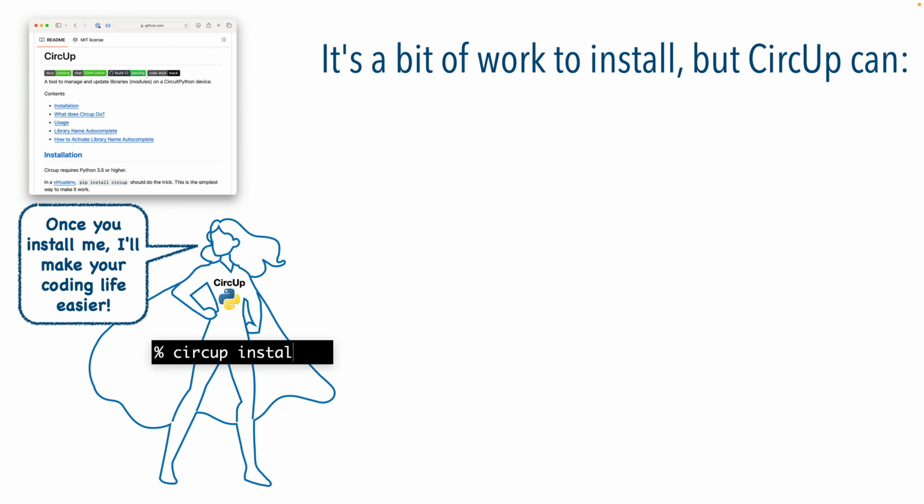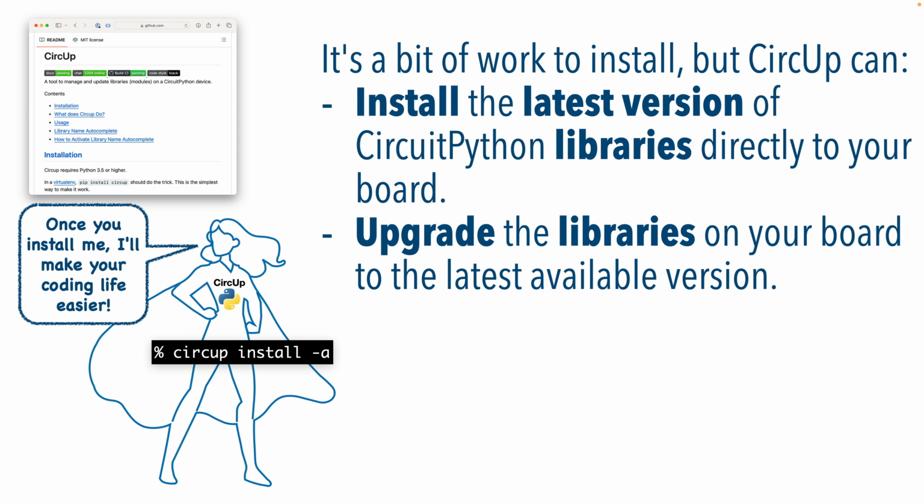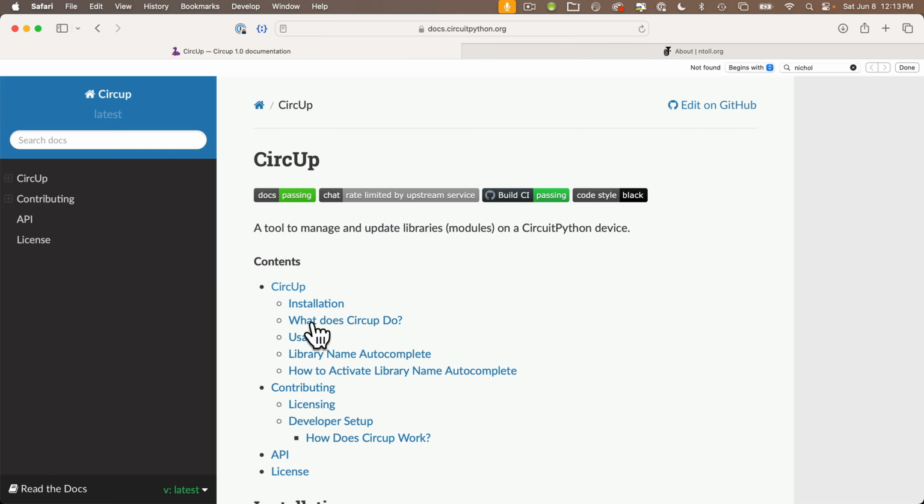But fortunately, there's a great utility that we can use that will make working with libraries much easier, and it's called CircUp. You use CircUp to install library files on your board, and it will also upgrade any files if new versions are available, and it'll even look at your Python code and install any additional files that code needs to run. Shout out to Nicholas Tollervey, CircUp's creator. It's free, open source, and now lives on the Adafruit GitHub pages.